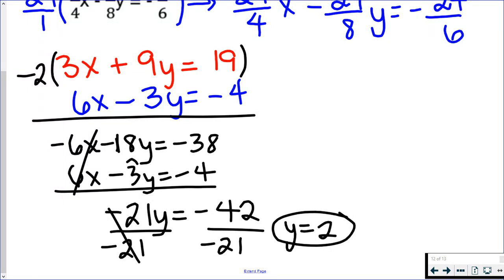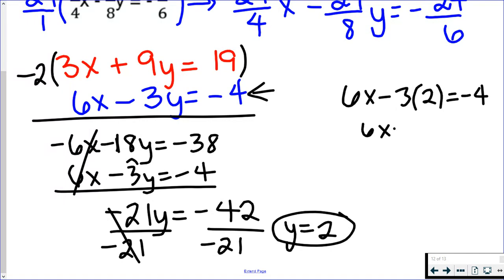Now, remember, once you have y, you need to plug it in to find x. You do not have to use any of those ugly equations from the beginning with the fractions. You can use the equations when you got your whole numbers. So I'll go ahead and use the blue equation that I just drew an arrow to, and I'm going to replace y with 2. So plug in 2 and simplify, and you'll have your x value.